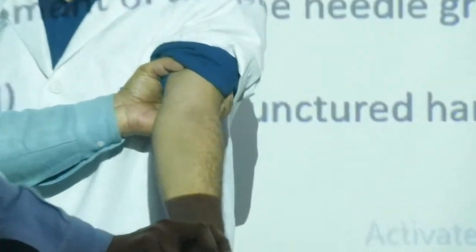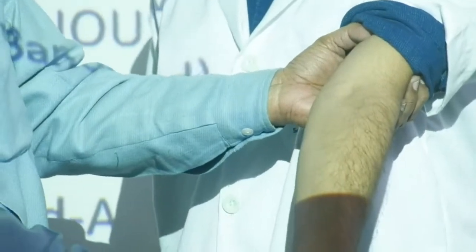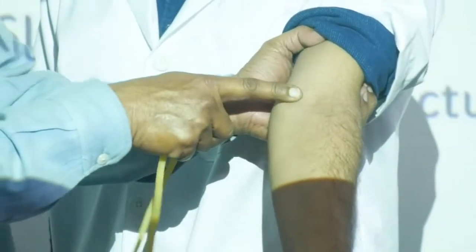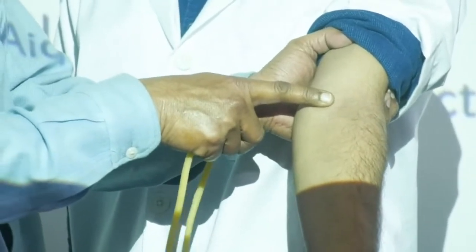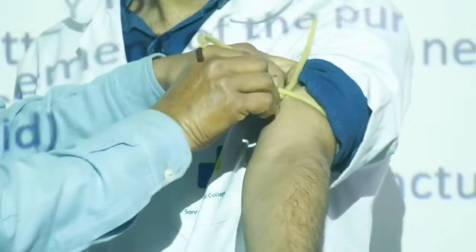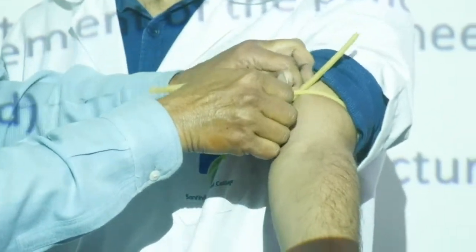Now see what I am doing. If I want to prick it in this condition, the vein is relatively in a collapsed condition. What I am doing here is putting this tourniquet right here in the upper arm, in the middle. Just see how I am doing this.